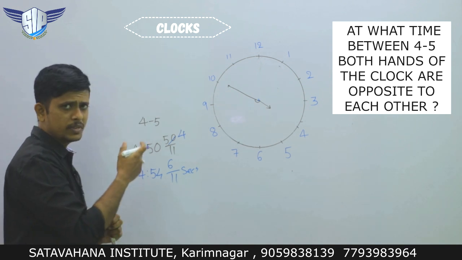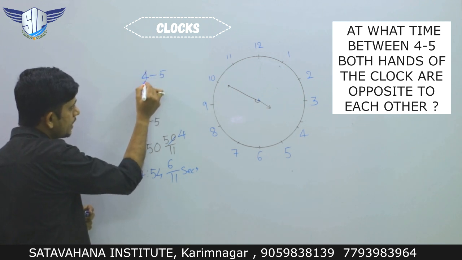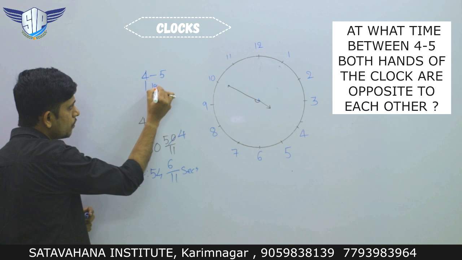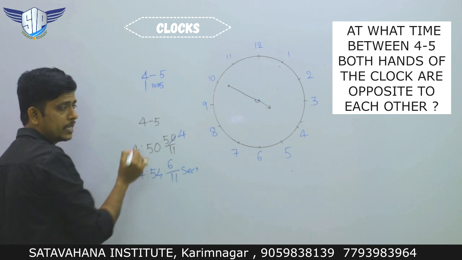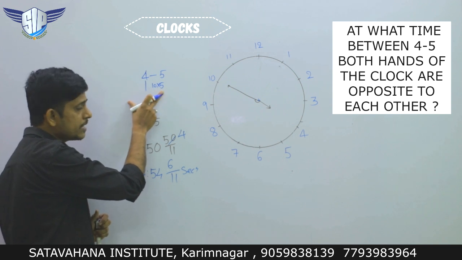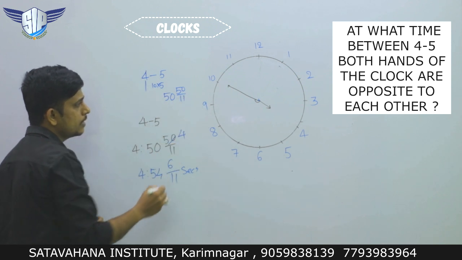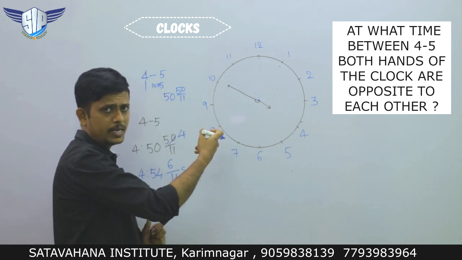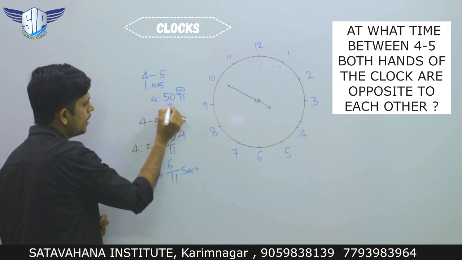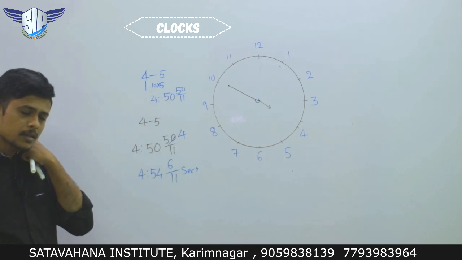And without assumption, the opposite of 4 is 10. Opposite of 4 is 10, therefore I am multiplying this 10 with 5, that becomes 50. Same 50 by 11. There is no need of this diagram, right? 4, 50 by 11, and the further step is same as it is. Okay, right. Next one.